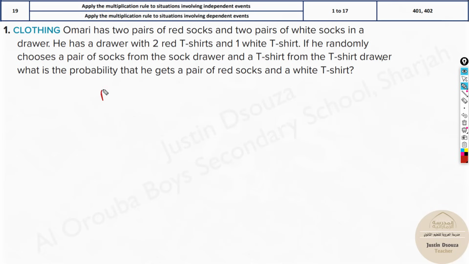First of all, the probability of A and B for independent events is very easy. It's probability of A multiplied by probability of B. These both are not affected at all. Now here, we need to find the probability that he gets a pair of red socks and a white t-shirt.